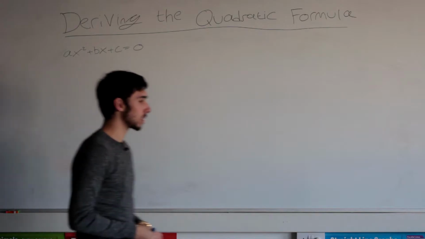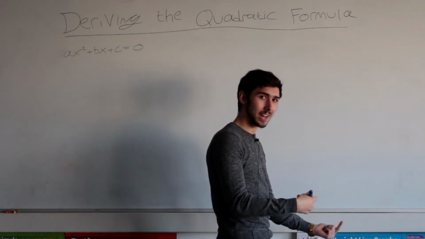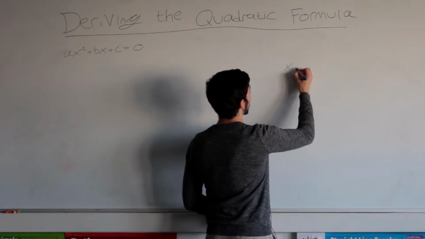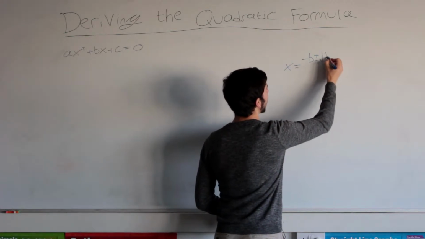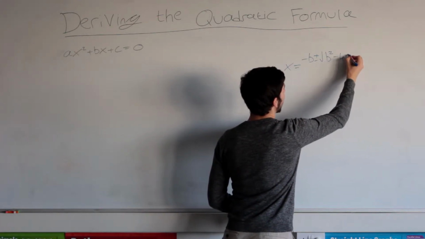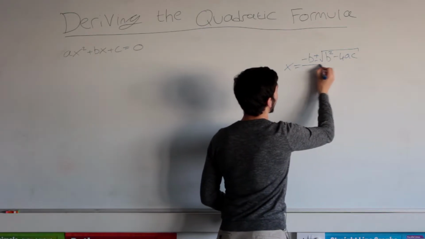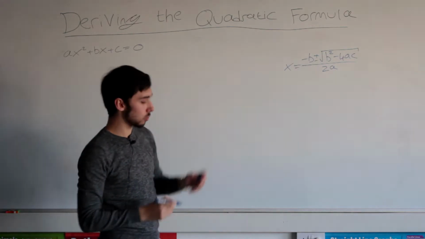So what is the quadratic formula? I'm going to write it down so you know what our end goal is. The quadratic formula is x is equal to minus b plus or minus the square root of b squared minus 4 times a times c, it's all underneath the square root, all divided by 2a, just like that. That is the quadratic formula.